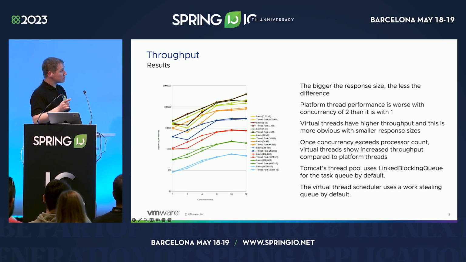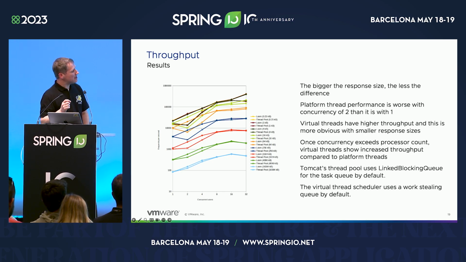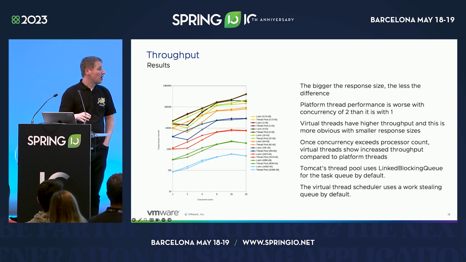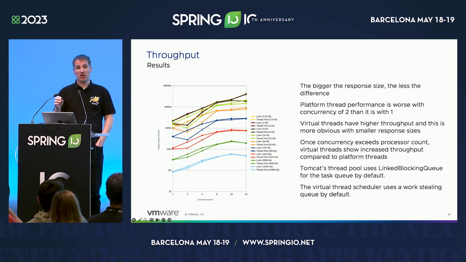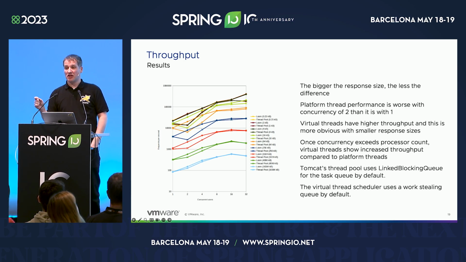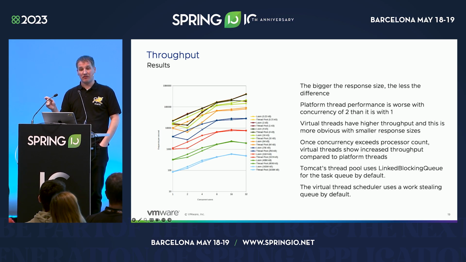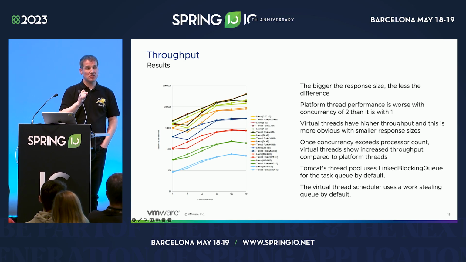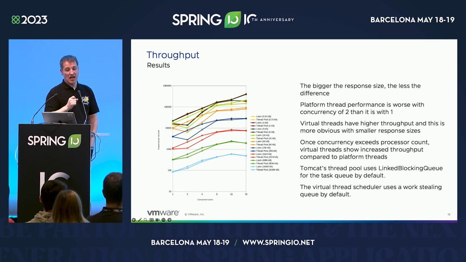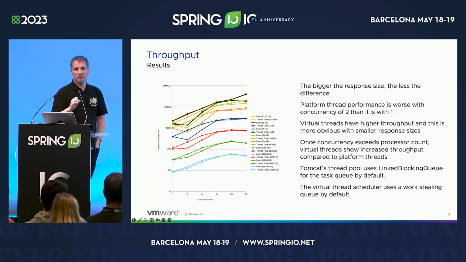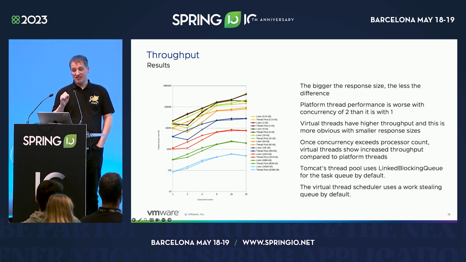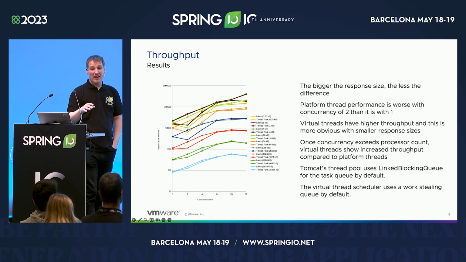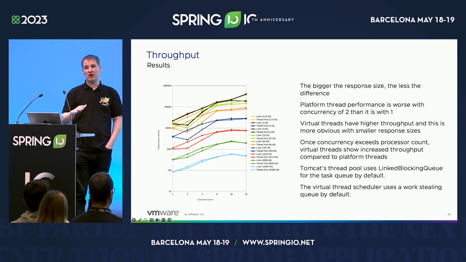What's happening, and it's really shown throughout, is that with platform threads, they're obviously coming out of the thread pool. The thread pool uses a linked blocking queue, and there is contention when you put a thread into the pool and when you take a thread out of the pool. And it's that contention that's creating the difference between platform threads and virtual threads. The virtual thread scheduler uses a work stealing queue that they pinched from the fork join pool by default. And because it's work stealing, it means that there's less contention. And that difference works out to about 50 microseconds per request.